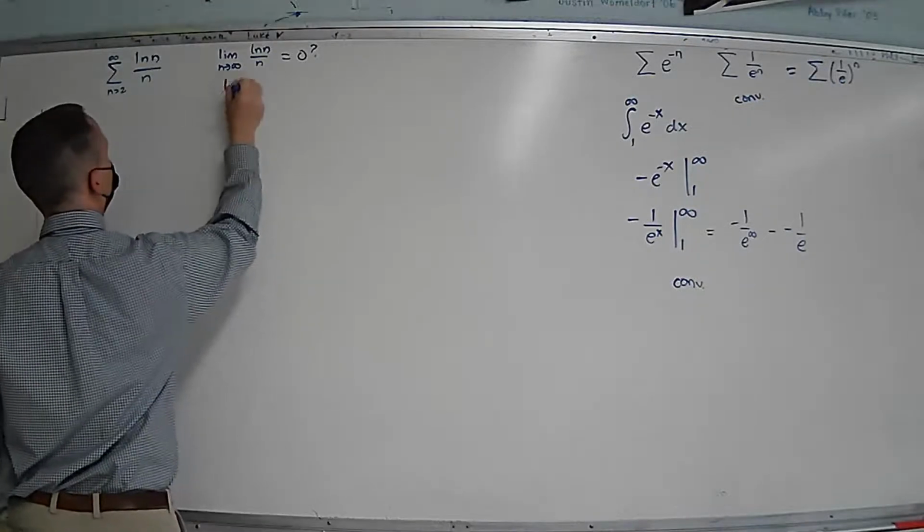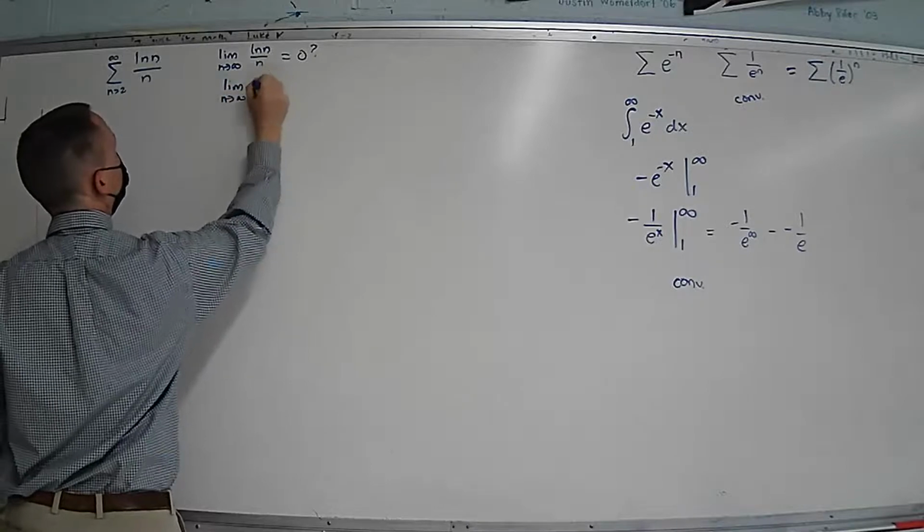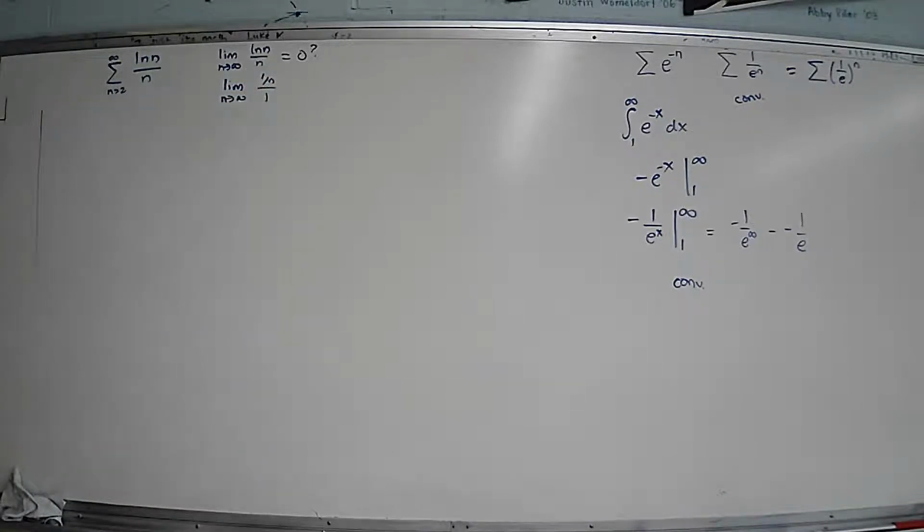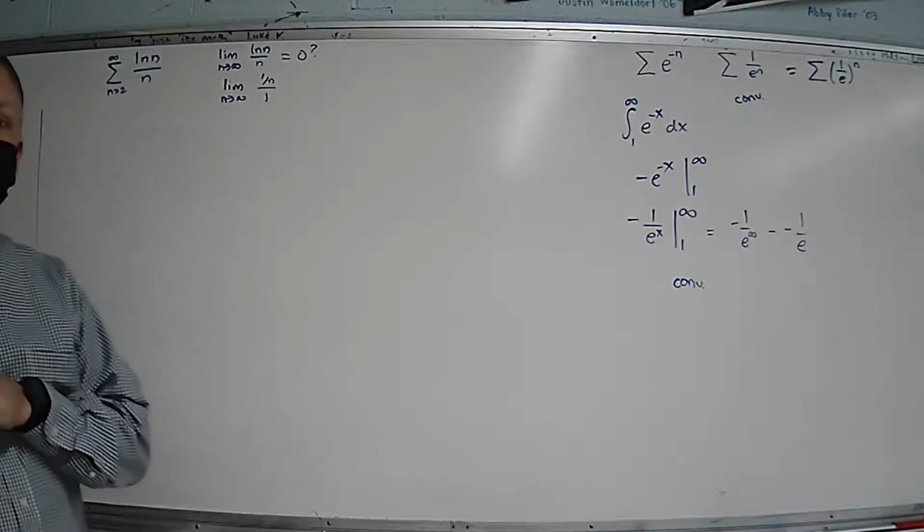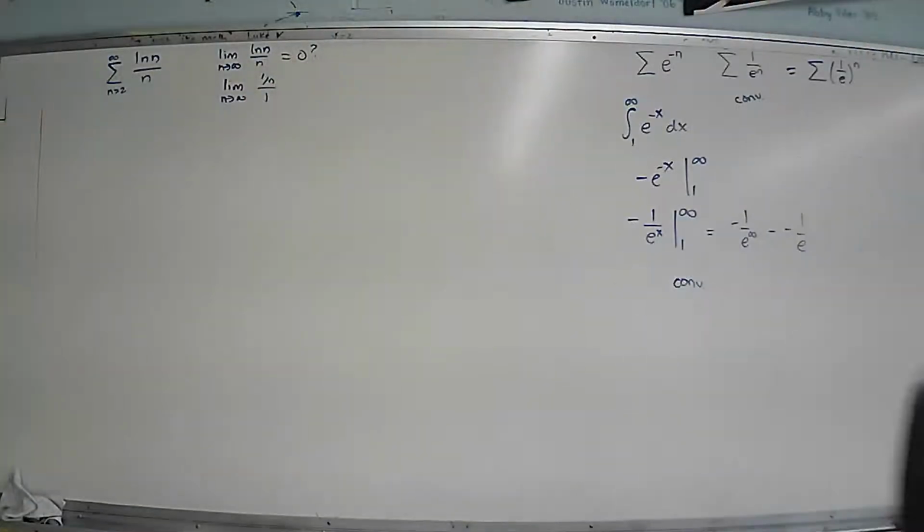So if you did L'Hopital's rule, you get that. What's the answer to that? Zero over one or zero. So the terms are going to zero. What does that tell you? Necessarily, the terms are going to zero. It tells you nothing. It doesn't tell you diddly schniddly. Right?